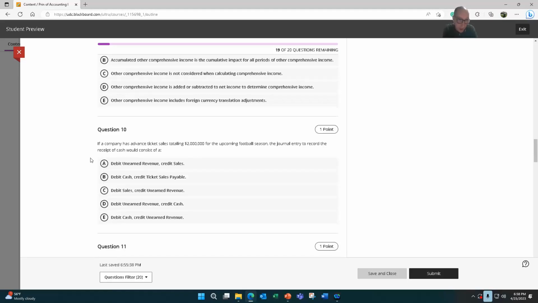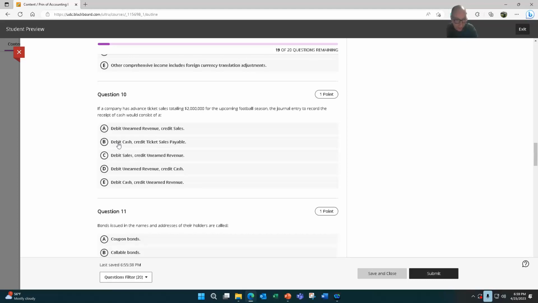Question 10. If a company has advanced ticket sales totaling $2 million for upcoming football season, the journal entry to record would be a debit and a credit to what? Remember the example of the concert tickets? This was maybe 3 or 4 weeks, about 3 weeks ago. An example in the book was about concert ticket sales. It's going to help you to answer question 10. I think that was on adjusting entries. Question 10. That sounds right.